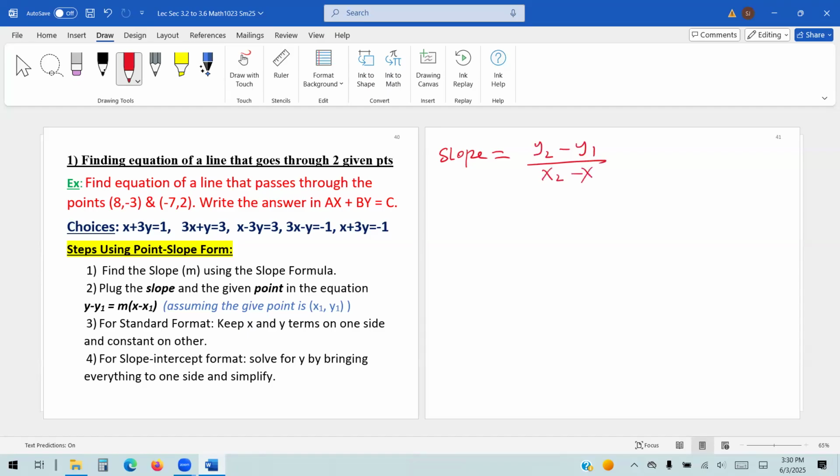y2 minus y1 over x2 minus x1. So what minus what? So 2 minus -3 over -7 minus 8. Perfect. So we have 2 plus 3, 5 over -15. Is it reducible? Yes. It becomes 1 over -3.